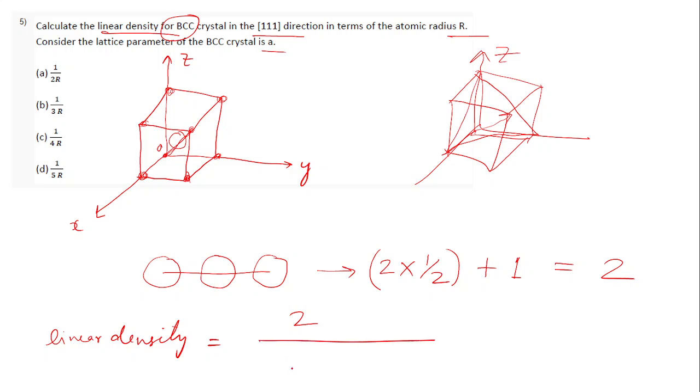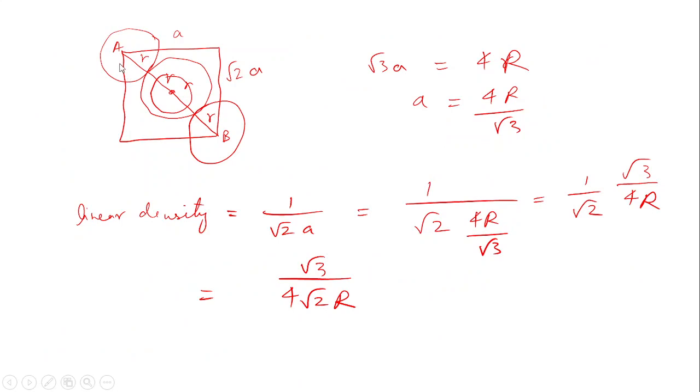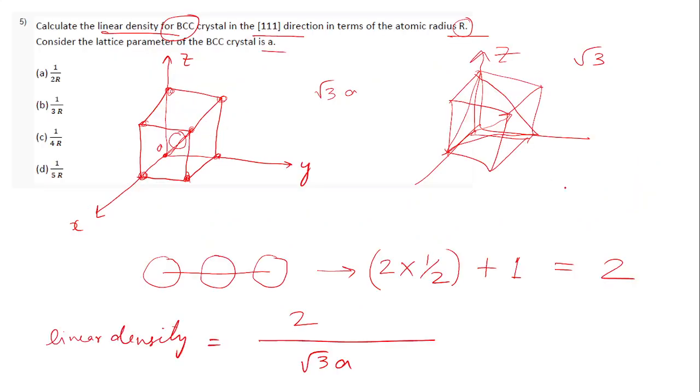Then what is the length of that line? Since it's a body diagonal, we know the body diagonal's length is root 3a. Root 3a is the length of the body diagonal. Now the answer has to be given in terms of radius. For BCC, the relation we just saw between the radius and the edge length is root 3a equal to 4r. So root 3a is equal to 4r.